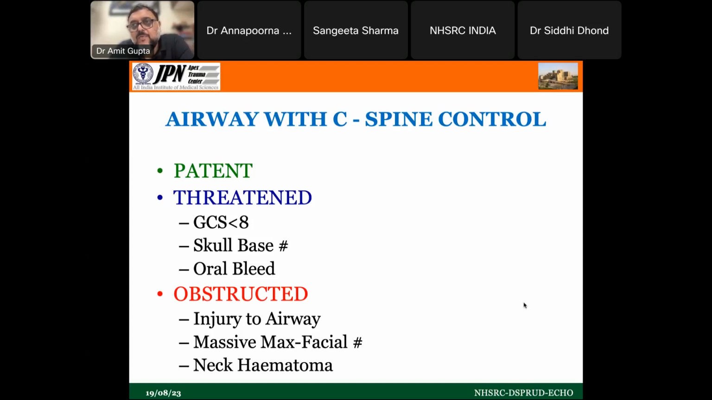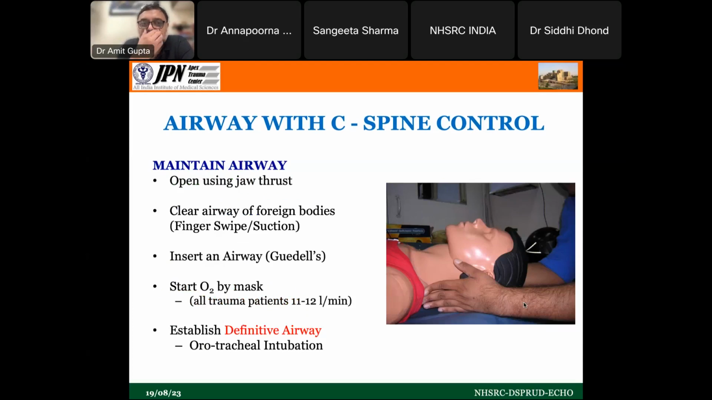Obstructed airway, obviously you need to suck out the blood and the secretions, take care of the falling tongue, and then again provide a definitive airway. So how to maintain an airway? You can maintain an airway by using a maneuver known as jaw thrust. In a class like this, I cannot actually demonstrate a jaw thrust, but definitely you can go ahead and see it in your manuals or do it in a course.